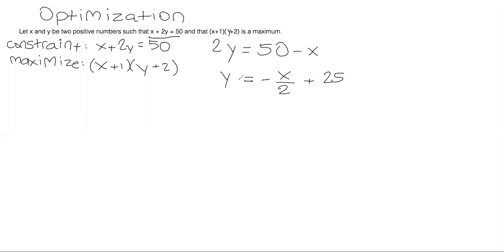So now that I have this in terms of x, I want to do just a quick substitution. I want to replace this y with this expression we know to be equivalent to y. So the quantity to be maximized would be x plus 1, that part's going to stay the same, and then we have y plus 2. So it would be negative x over 2 plus 25. And then we have a plus 2 at the end.